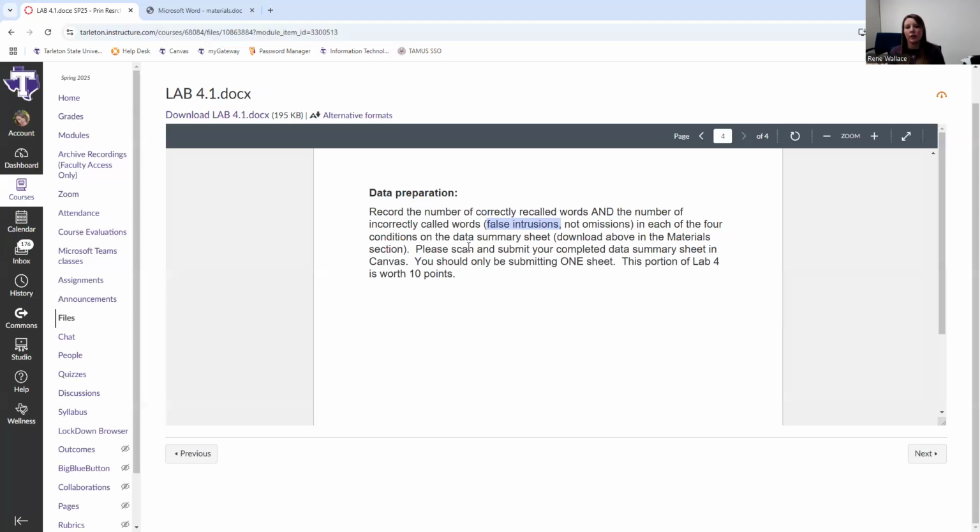And you're going to record it on the summary sheet I'm going to show you. Scan and submit that one data summary sheet. I only want that one document. Don't give me more than that. That one document. And so let me stop this share and show you the materials packet.